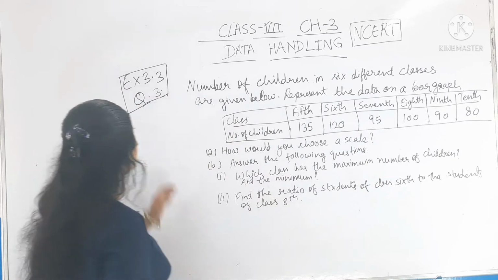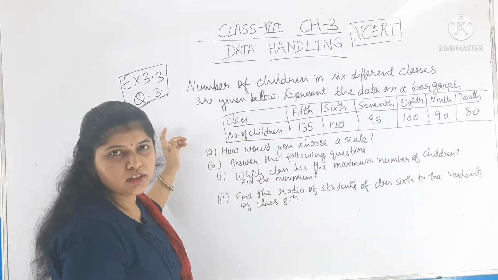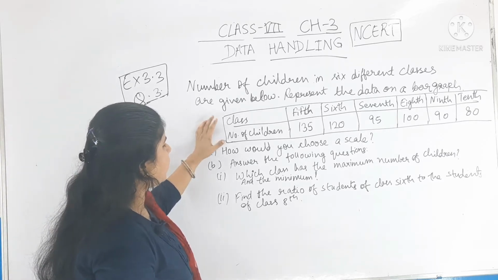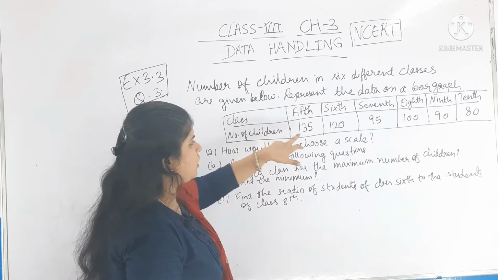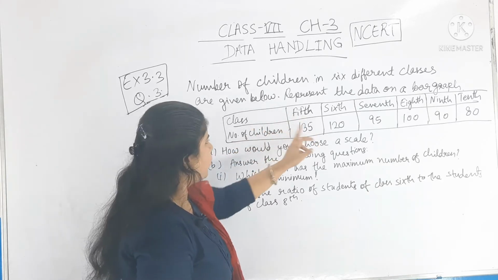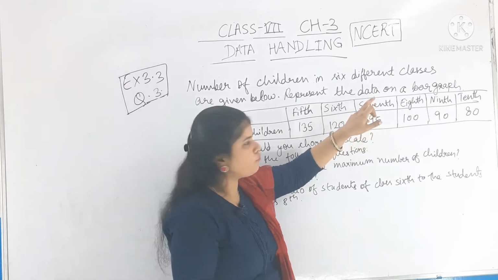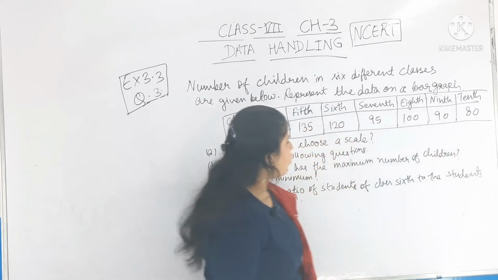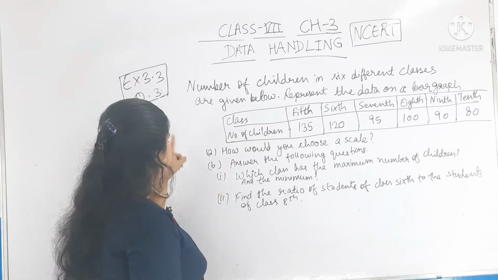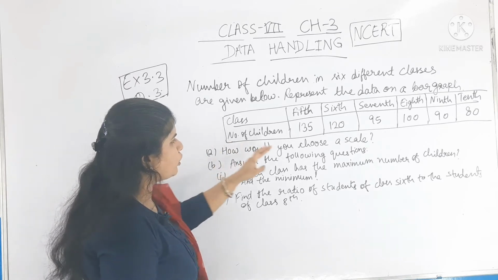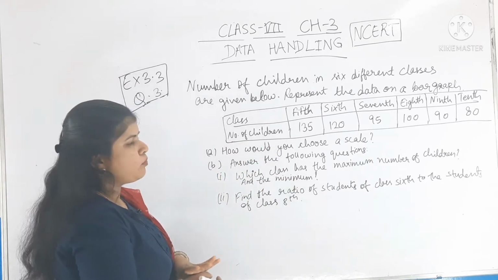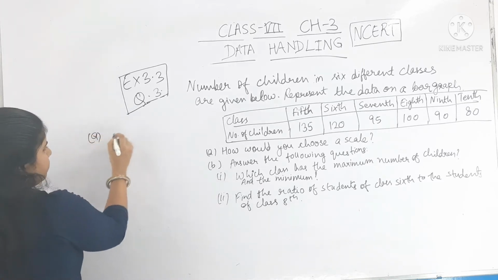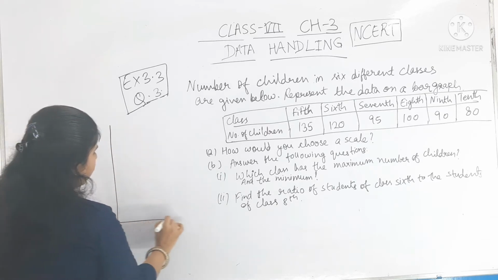Okay students, the next question is question number 3 here. It is given the number of children in 6 different classes. The number of children is 135 for class 5, 120 for class 6, 95 for class 7, 100 for class 8, 90 for class 9 and 80 for class 10. Okay, so we have to answer the following question. Part A is, how would you choose a scale? We have to plot a bar graph for that. First, answer A. Here you have to plot a bar graph.